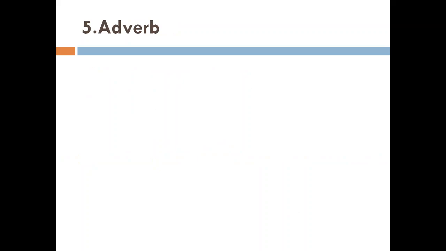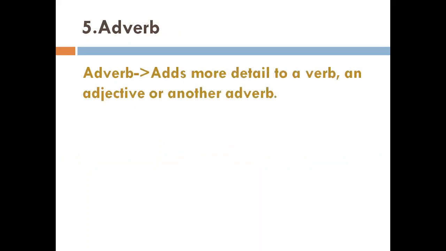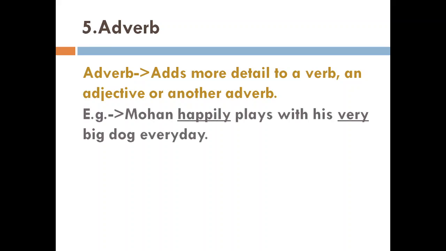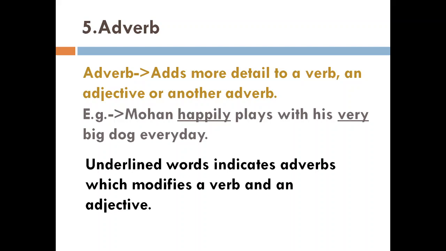Fifth, adverb. Adverb adds more detail to a verb, an adjective or another adverb. For example, Mohan happily plays with his very big dog every day. Underlined words indicates adverbs which modifies a verb and an adjective.